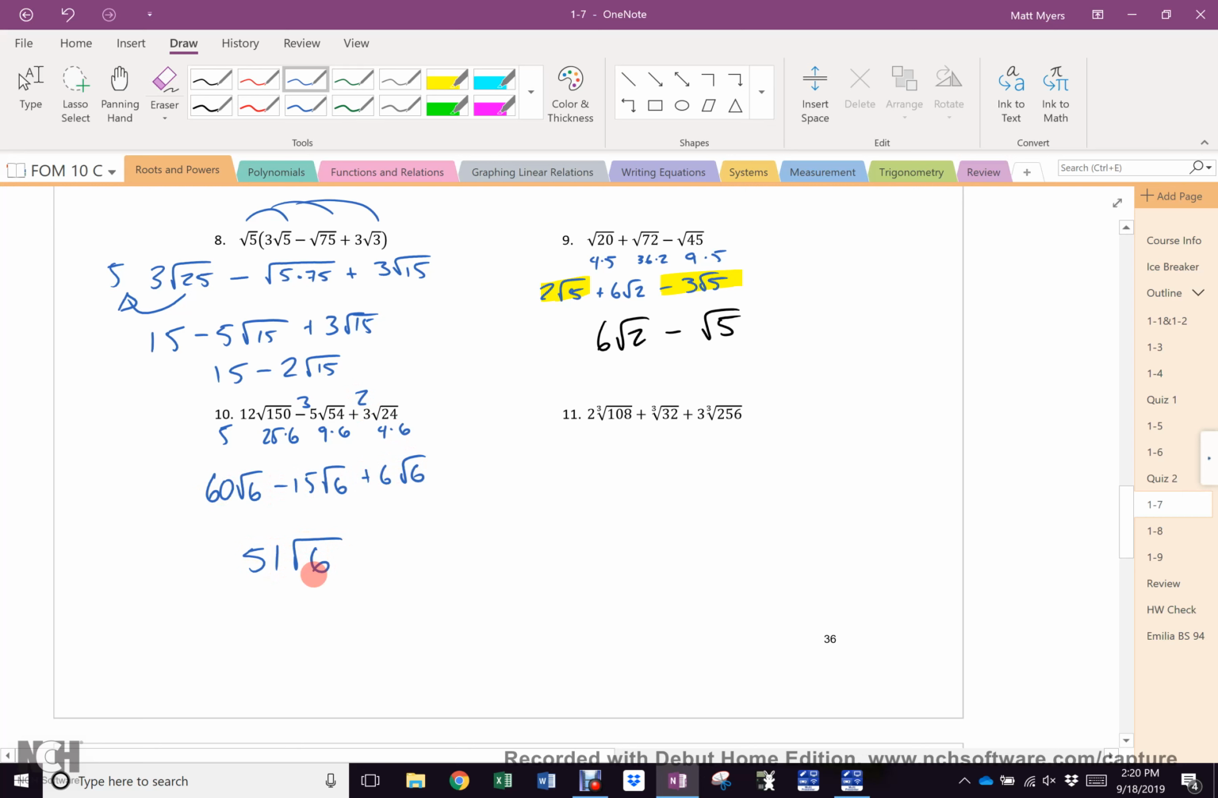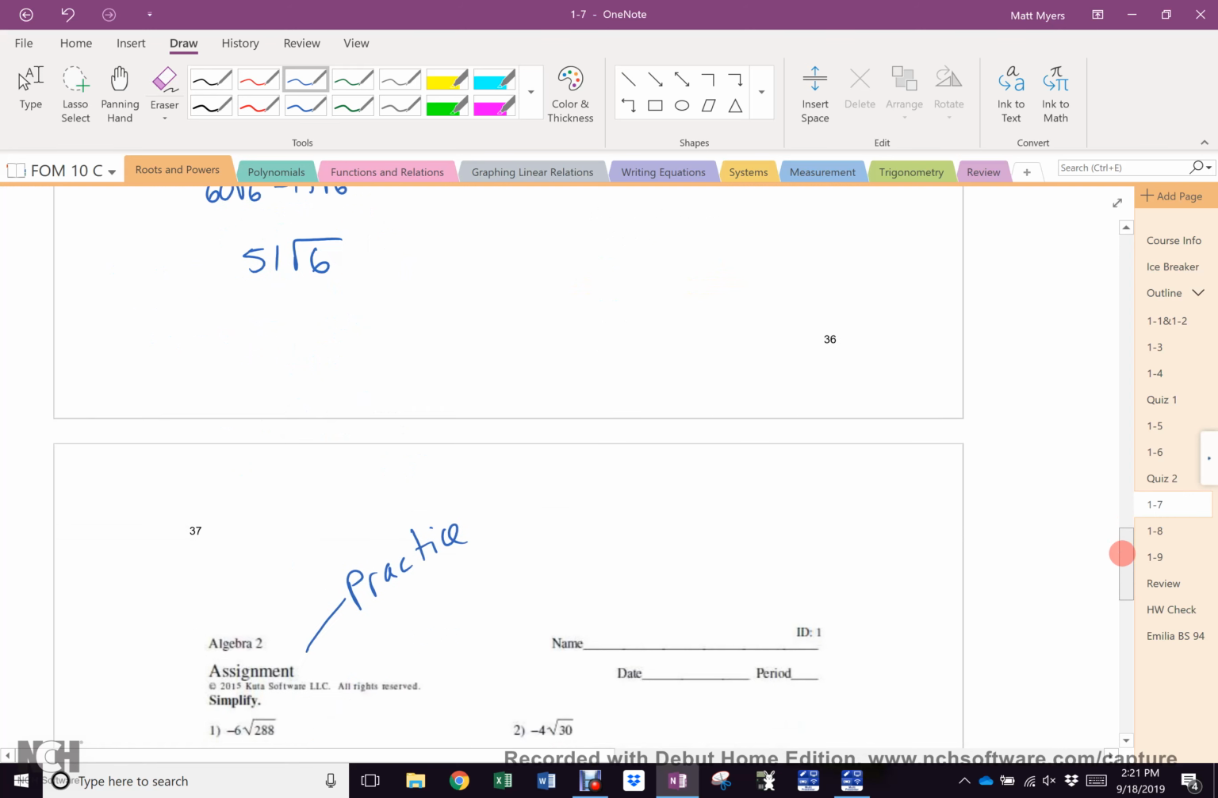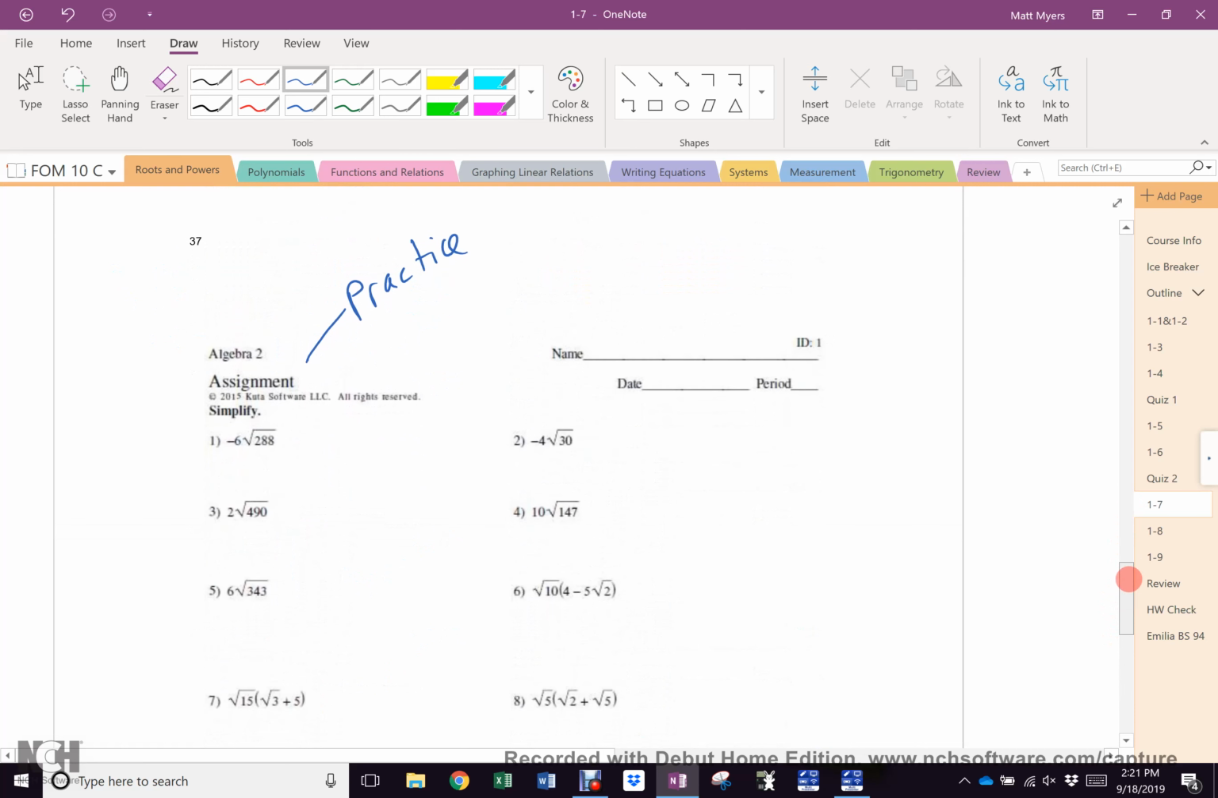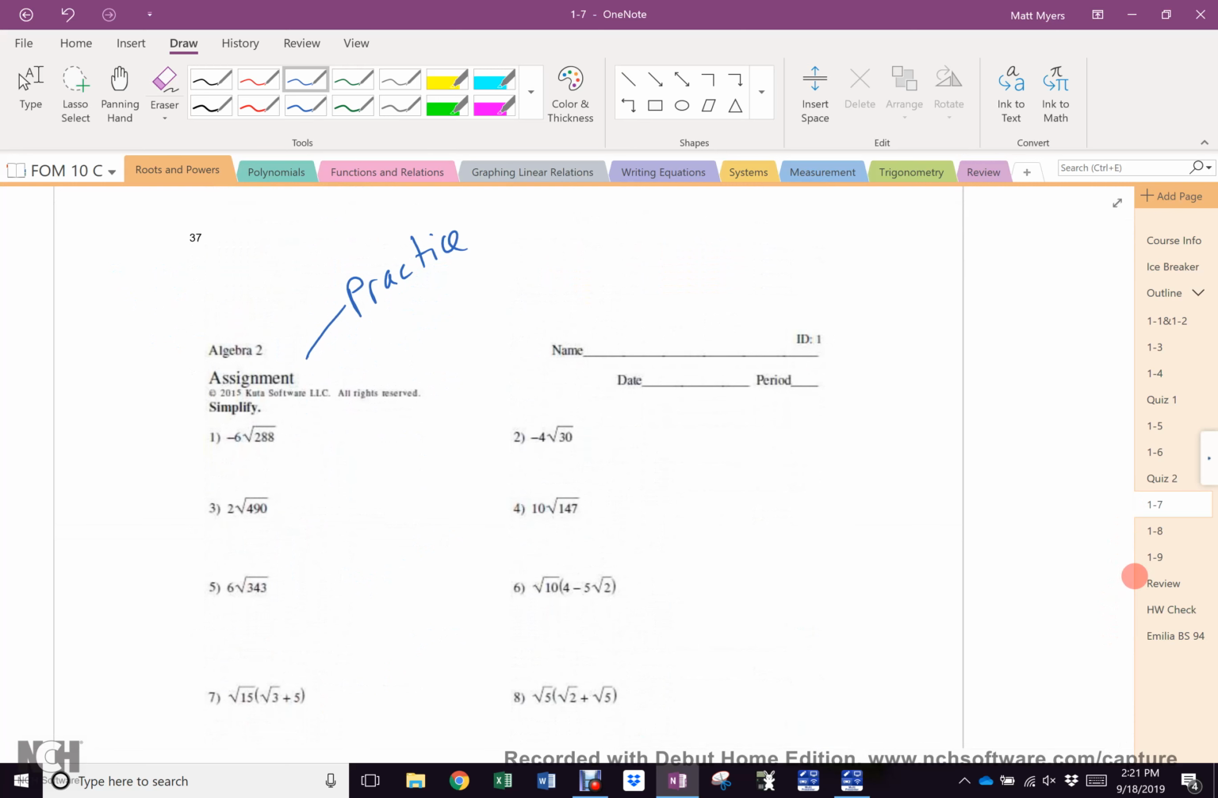Now I'm going to shut up because it is 2:20. Anybody who doesn't have number 11 done, that's your job tonight. And I would recommend some practice from page 37. Tomorrow, you will see all the answers to 37.